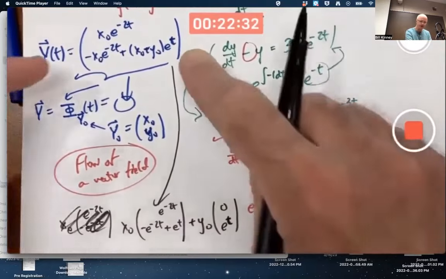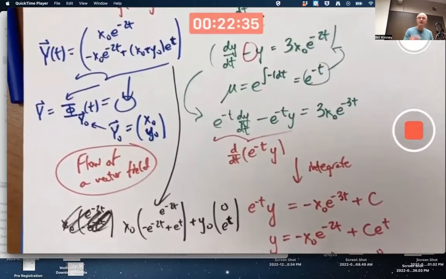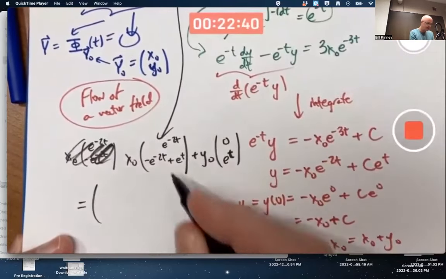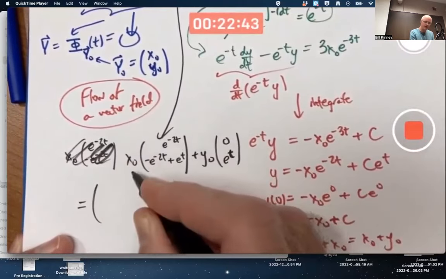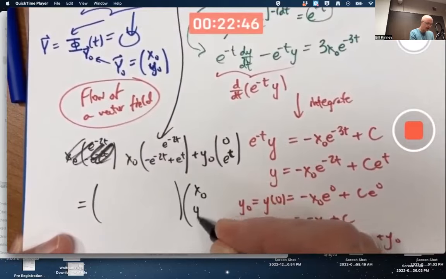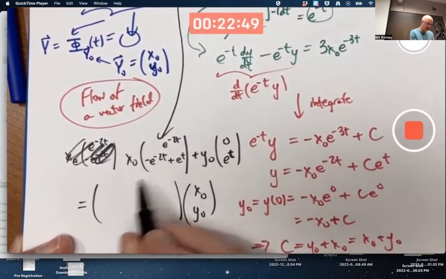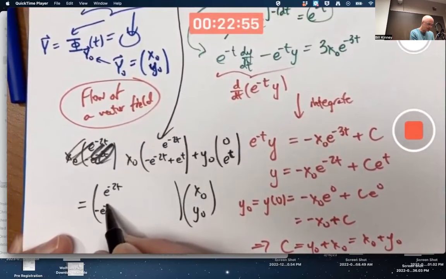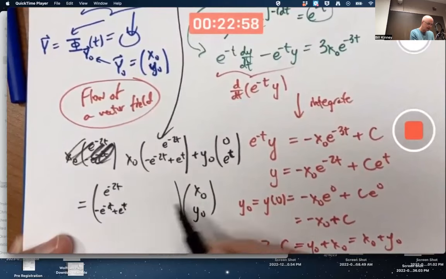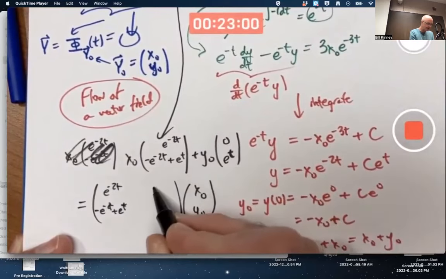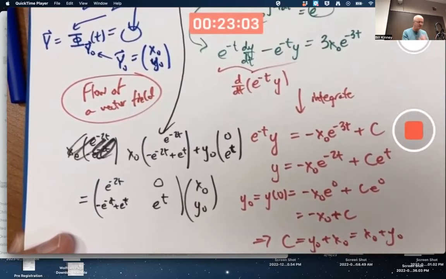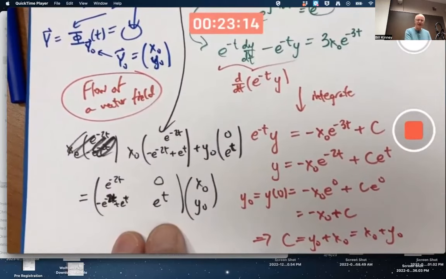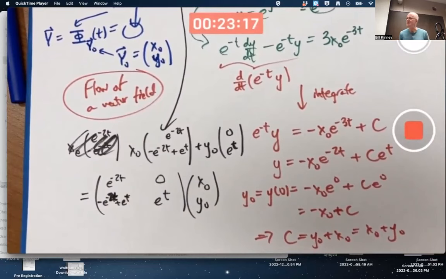So all I've done here is just rewritten this vector as a linear combination to emphasize that I could think of it now as a matrix multiplication. A matrix with these columns times a vector with components x naught and y naught. The first column of the matrix is going to be this first vector here, e to the negative 2t and negative e to the negative 2t plus e to the t. The second column in the matrix is going to be this vector, 0, e to the t. That's a negative 2 there. It's a little hard to see. Negative 2t right there. This matrix is a function.